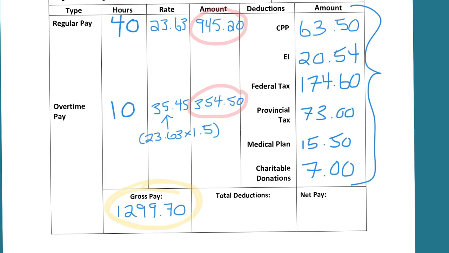You can get out your calculators and add all those numbers up. And when you do, you should get $354.14. So those are the total deductions. And finally, his net pay. That's the amount he actually gets to take home. He'll see that going into his bank account. We do that by taking his gross pay and subtracting the total of deductions. So we take our $1,299.70 minus $354.14, and then we get his net pay, which is $945.56.